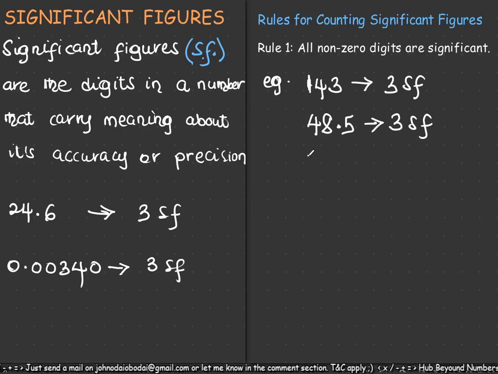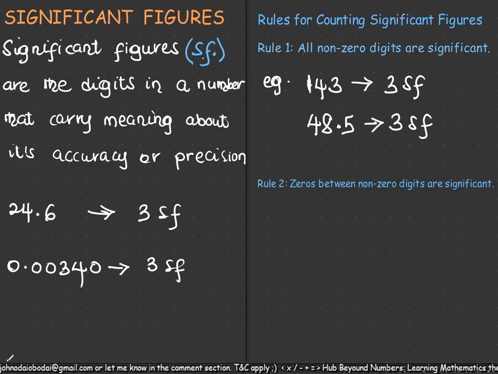Now, what if we have a number that has 0 in it? For instance, instead of our 143, we actually have 103. That takes us to our next rule, which says that zeros between non-zero digits are significant. Zeros between non-zero digits, they are significant. What does this mean? Let's look at some examples.